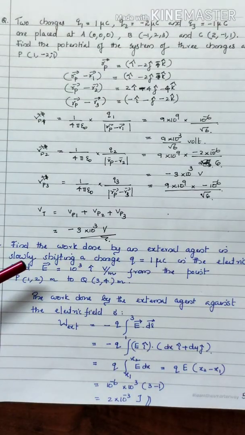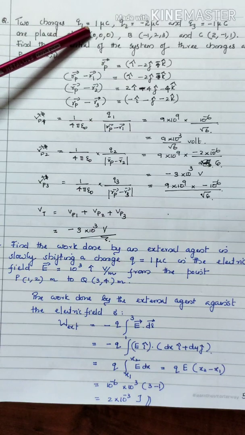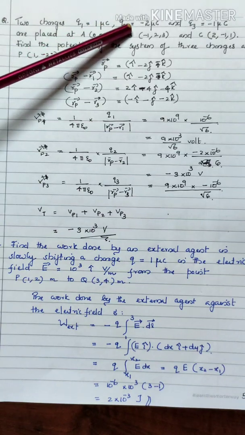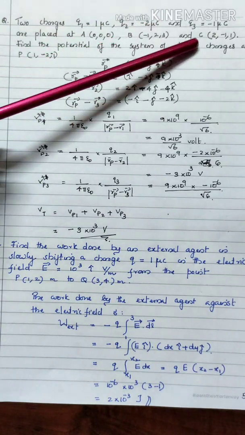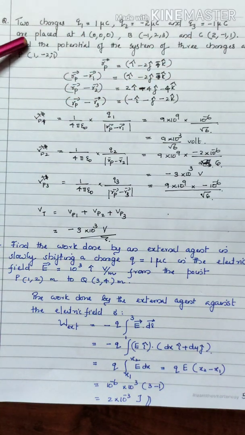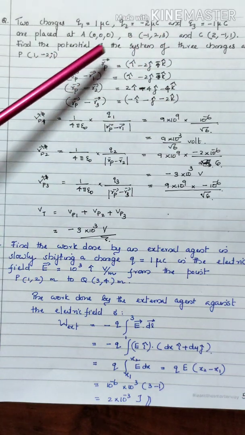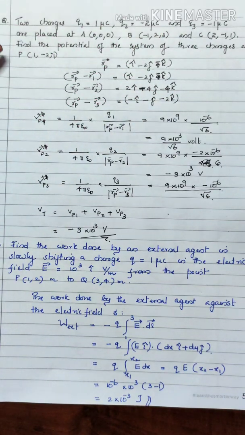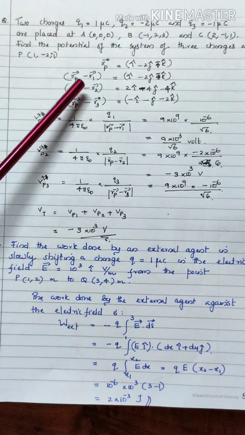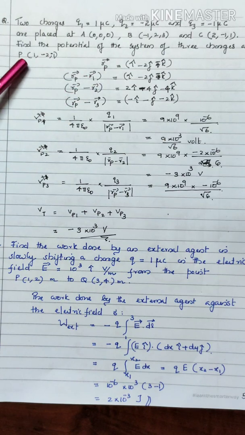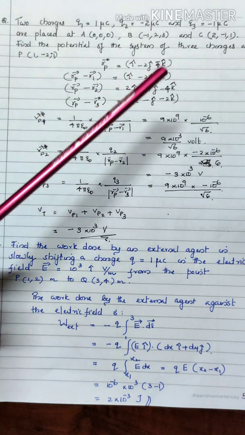See, we can move to some problematic situations. Two charges, Q1 equal to 1 microcoulomb, Q2 equal to minus 2 microcoulomb, and Q3 equal to minus 1 microcoulomb are placed at A, B and C. Find the potential of the system of three charges at P(1, -2, -1). So the position vector for the point P we can write as i minus 2j minus k.